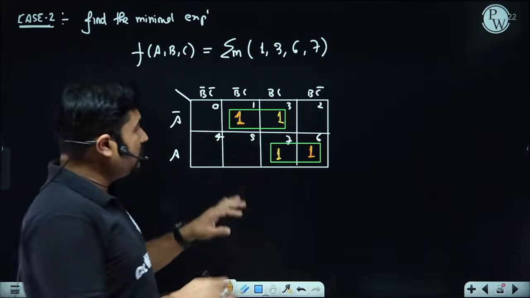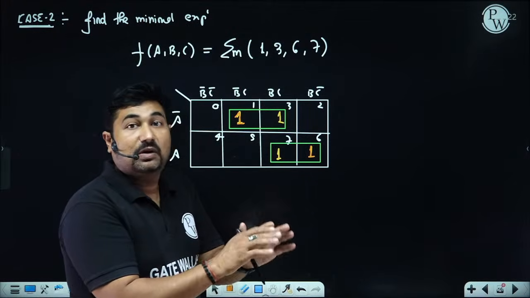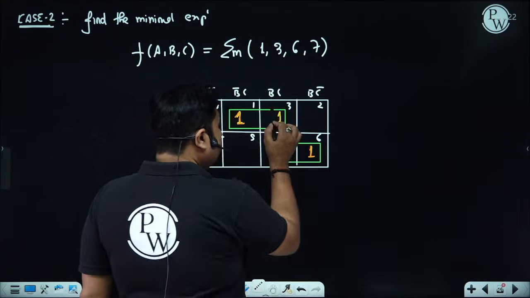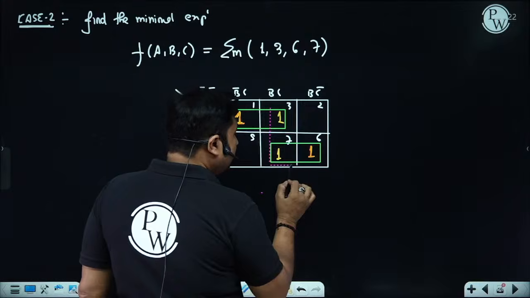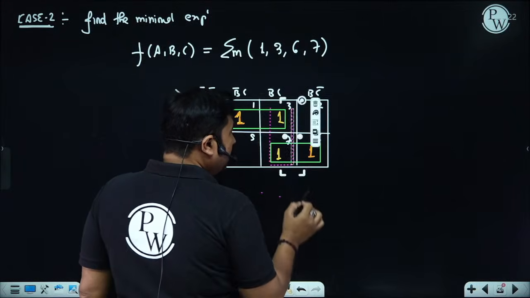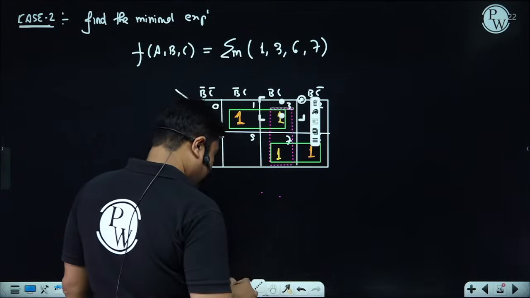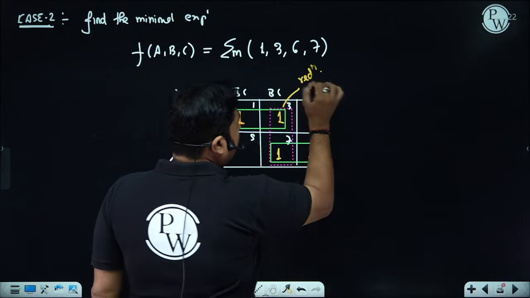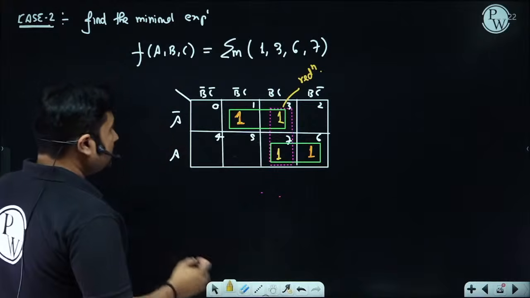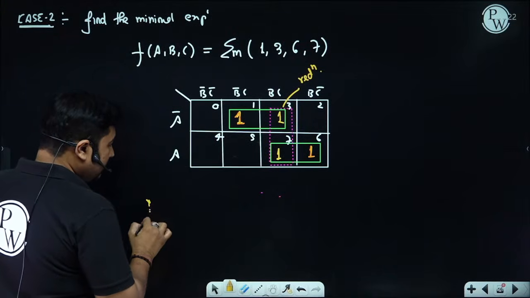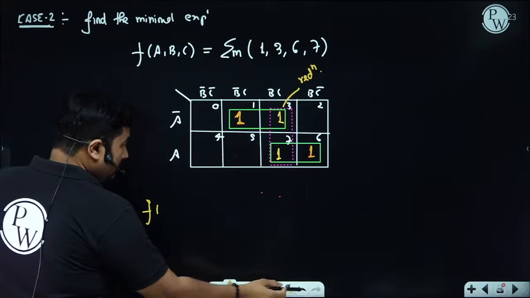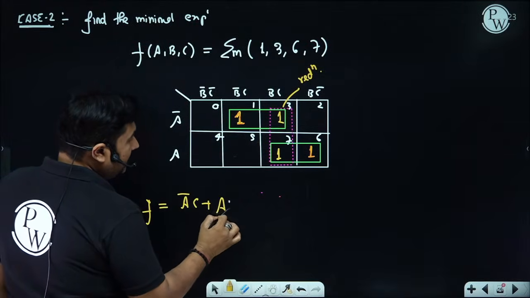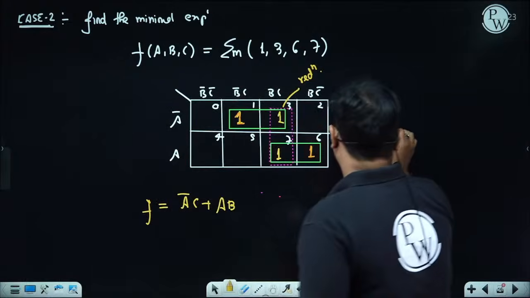And after these two EPIs, since all the ones are already covered, this will become redundant, not necessary. Hoping all of you remember the consensus theorem as well. So what is the minimized expression for the function? The minimal expression for the function is A bar C plus AB. Is it okay? Yes, sir.